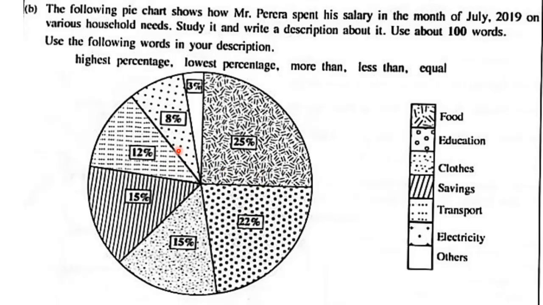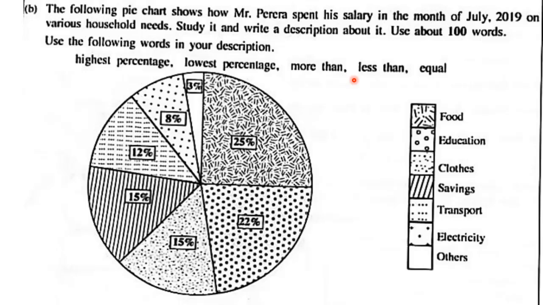Now I am going to compare these two. So I can say I have used the word highest, then I have also used the words lowest, and I have used the words equal and less than. Now what about more than? I can say the salary spent on transport, 12%, is more than the salary spent on electricity. Okay, so I have explained the whole graph using these particular terms.